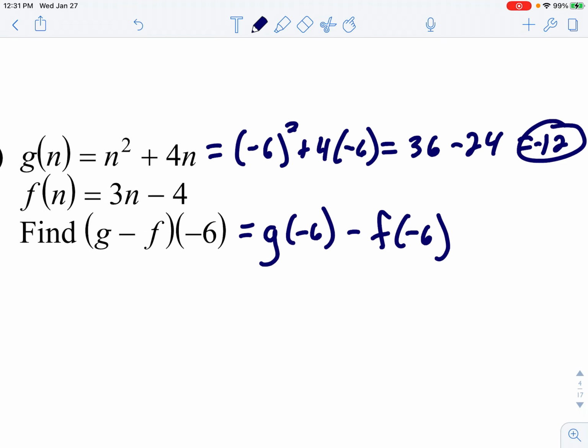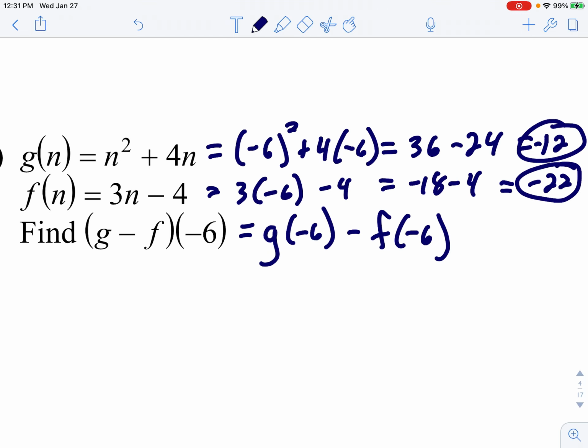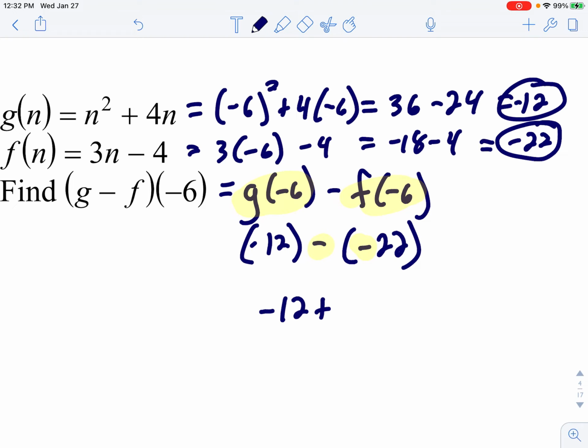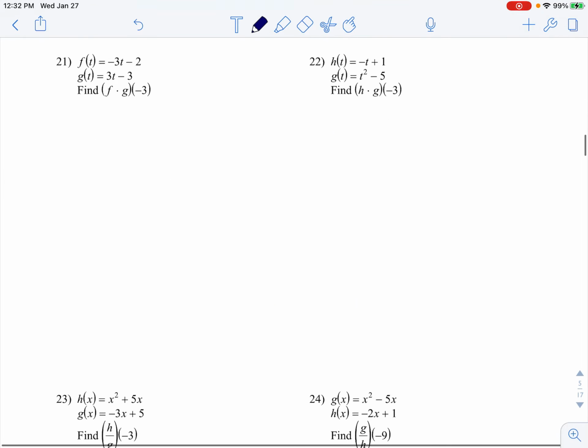Plug negative 6 into the second one. 3 times negative 6 minus 4. 3 times negative 6 is negative 18, minus 4. That's negative 22. So when we do g of negative 6 minus f of negative 6, we're going to take that first answer, 12, minus the second answer, negative 22. When you minus a negative, it turns to plus. 12 plus 22, I believe, is 34. Check number 20.